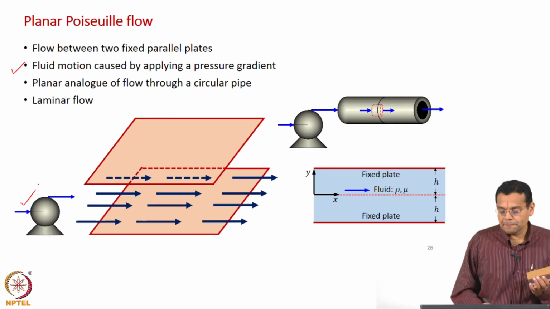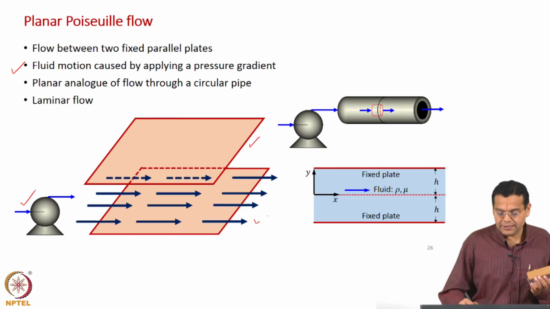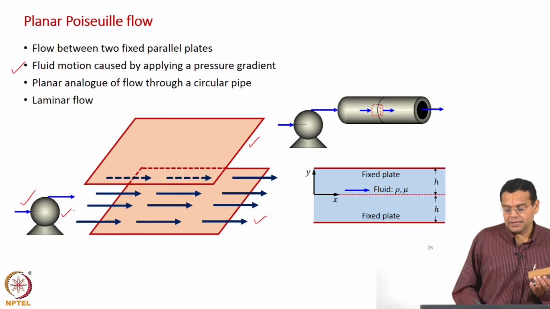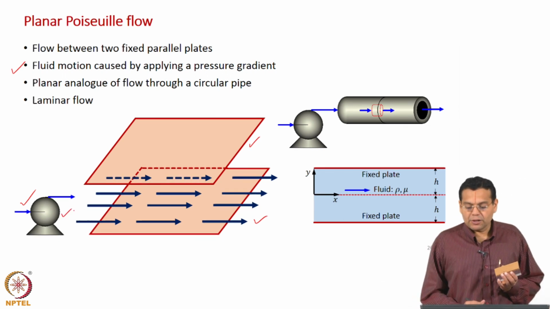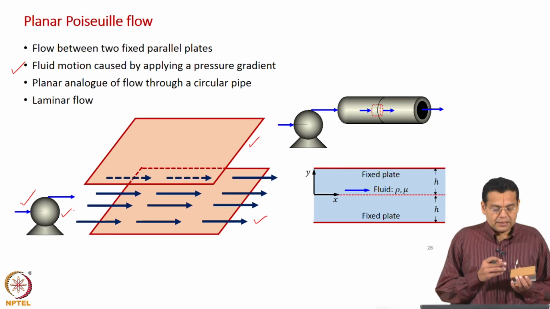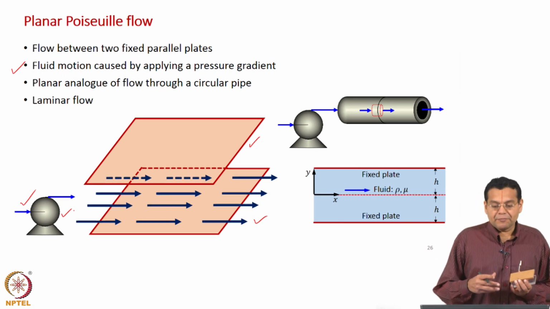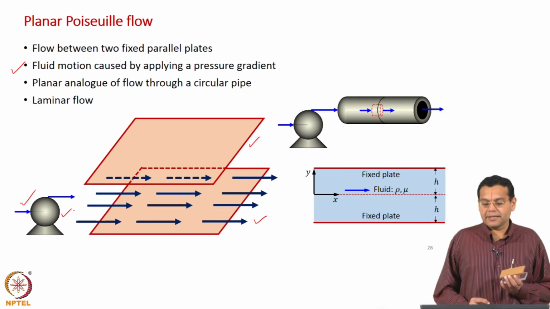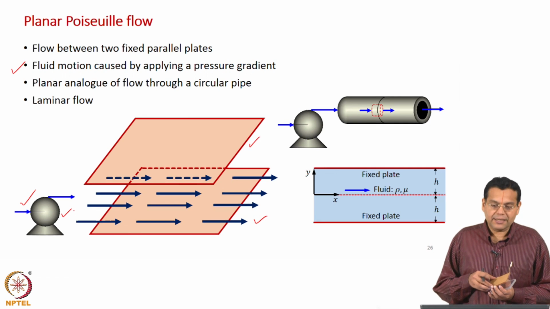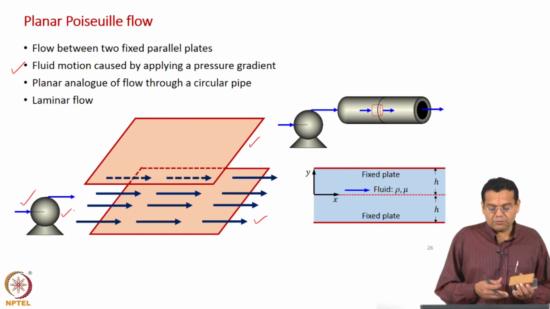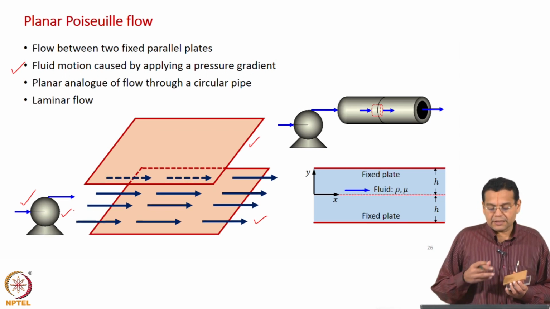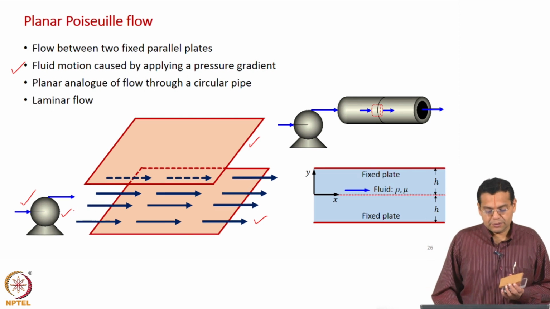more practically here. We have the two plates which are fixed, and then you have an external, let us say, a pump, which drives the liquid between the two plates. That is why we call this fluid motion caused by applying a pressure gradient. This applied pressure gradient, or this pump, is what causes the flow between two plates. And that creates a velocity profile between the two plates.